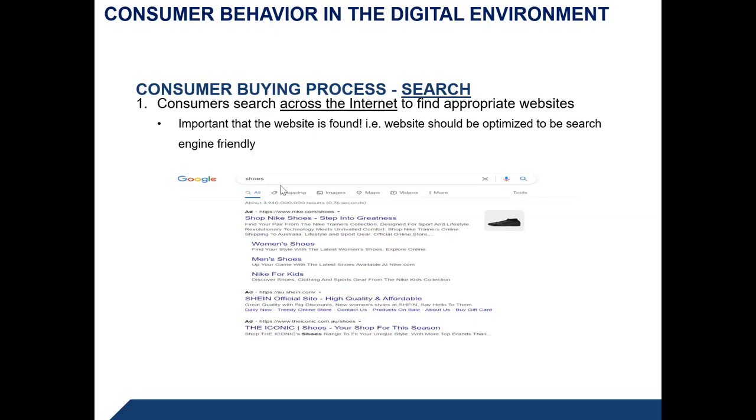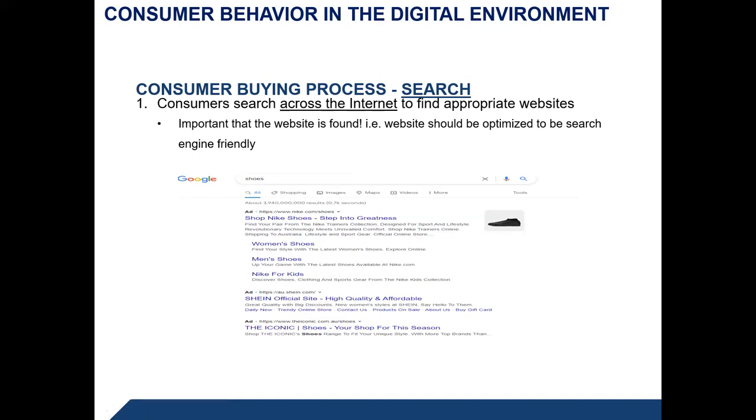Now, when that happens, this is where search engine optimization becomes really important, because when the consumer keys in the word shoes, a lot of websites are going to show up. A lot of links will come. So those links will be advertised links, like for example here Nike, I don't know why Shein is selling shoes, is it? I'm not sure. Anyway, so the iconic.